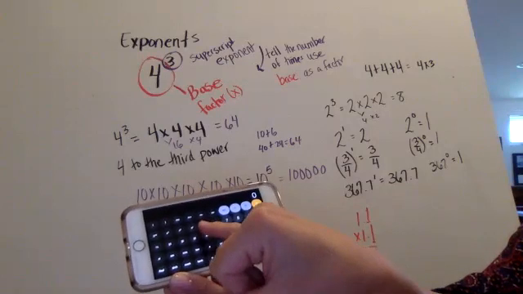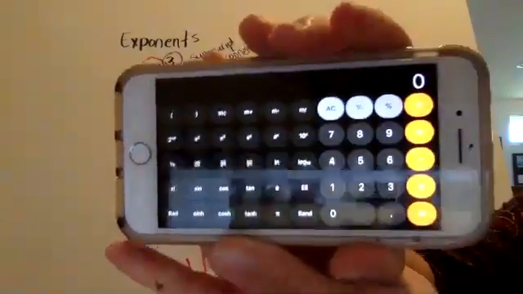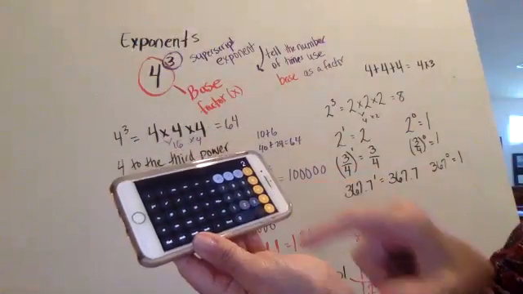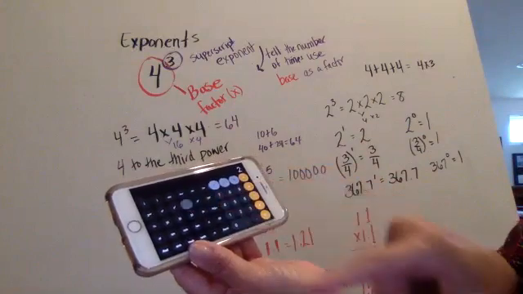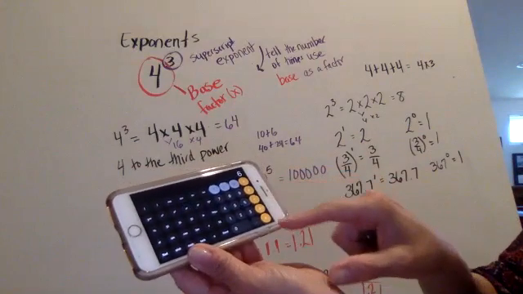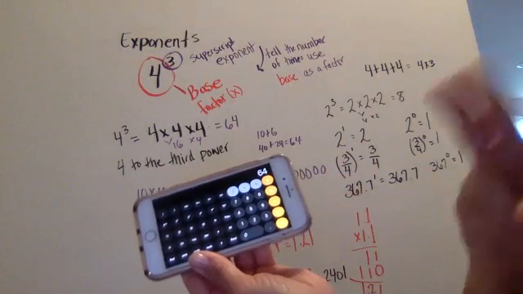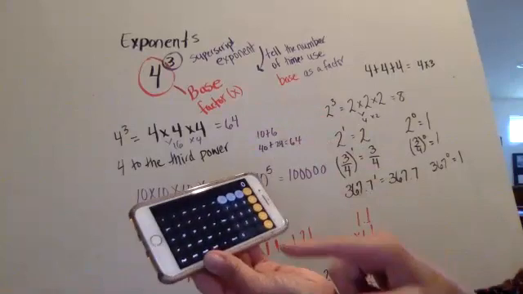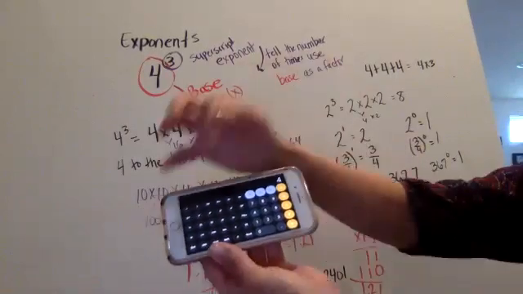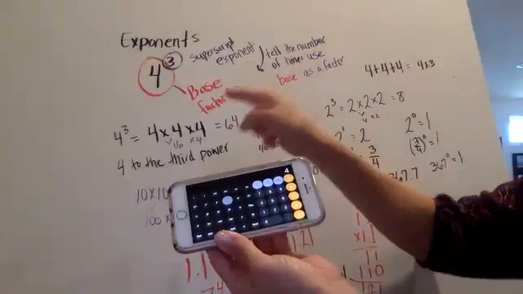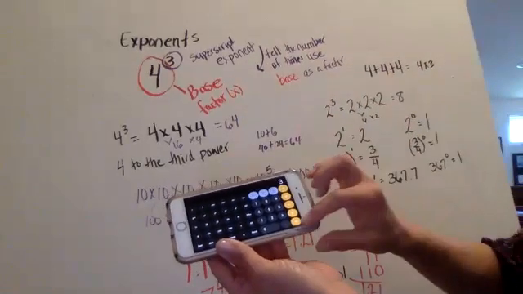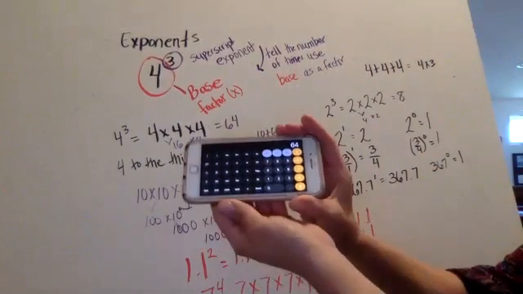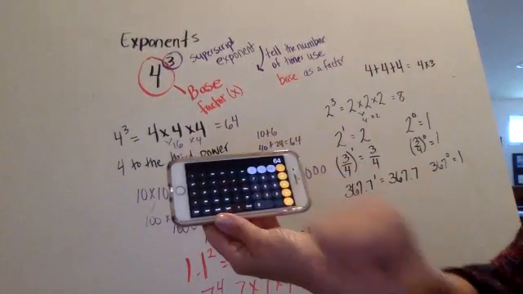So see that button there that says x to the y power? If I put in 2 and I hit x to the y power and I put in 6, it should tell me what 2 to the 6th power is. 2 times 2 times 2, 6 times. Let's do one we already know, like 4 to the 3rd power. If I type in 4 and then do x to the y power and then type in 3 and I hit equal, it gives me 64. It's a way to check your work. So if you turn your phone, you'll get what we call the scientific calculator, and that's what you want.